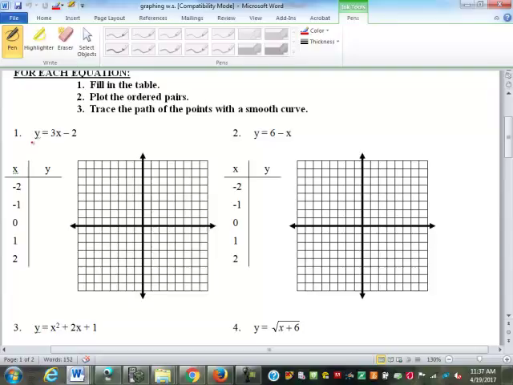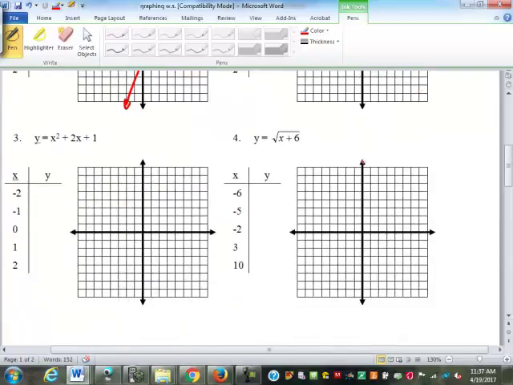So for the first one here, y equals 3x minus 2. You get a straight line, something like that. For number 2, y equals 6 minus x. We're going to end up with a line like that. So the first two are lines. The next one here is not.